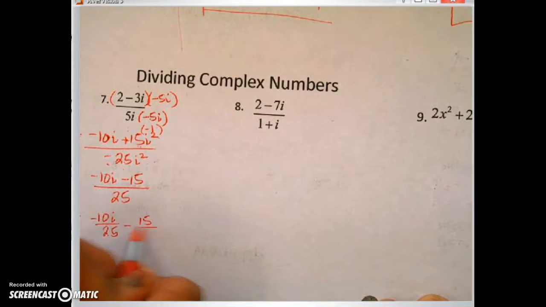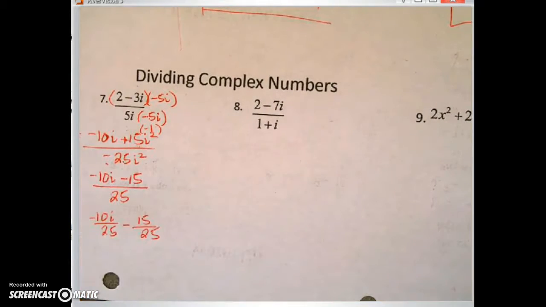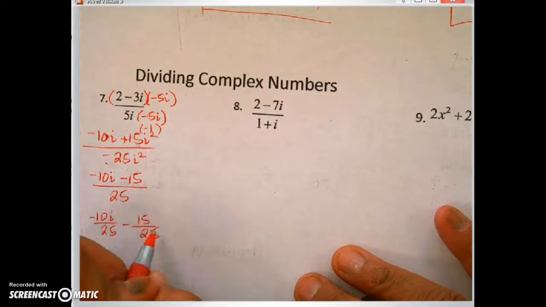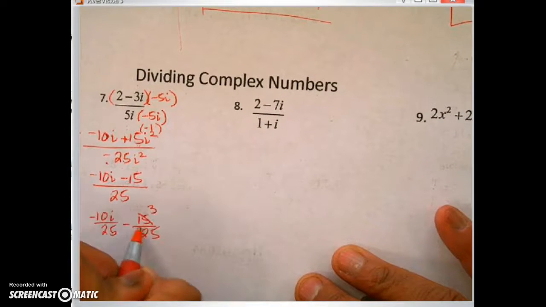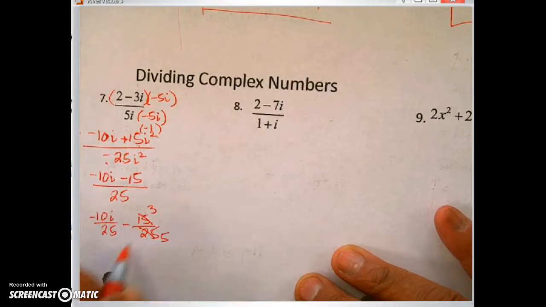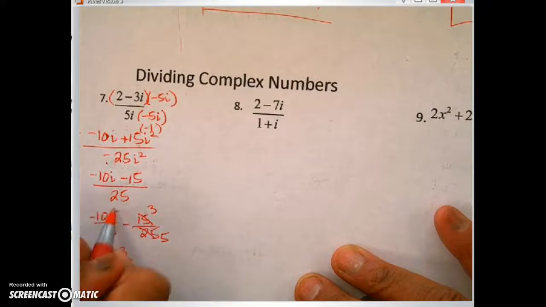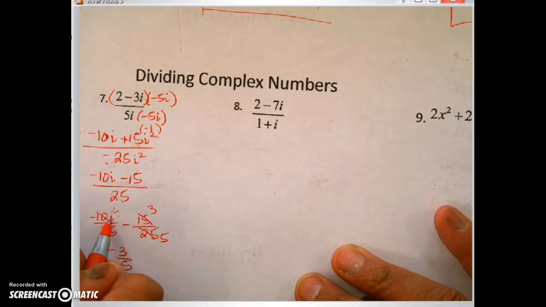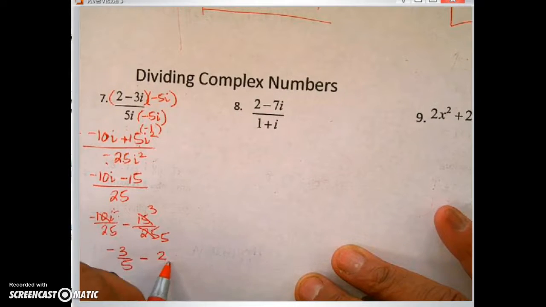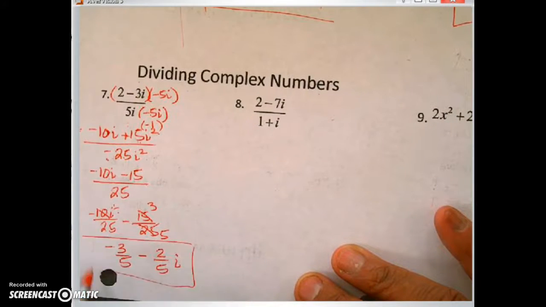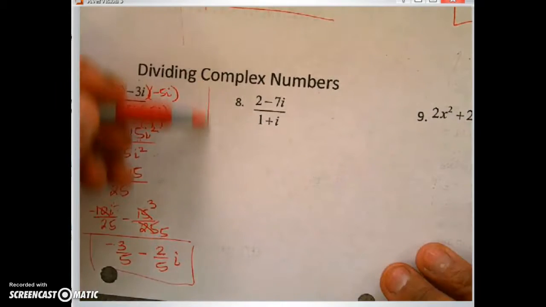And then 15 over 25. Two things need to happen. One, I do need to reduce. So I'm going to divide by 5. This would be 3. This would be 5. I'm going to write this negative 3 over 5 first because it's the real portion. And I'm going to divide by 5 and divide by 5. So this would be negative 2 over 5i. Just tack the i there at the end. Don't put negative 2i over 5. Bueno.